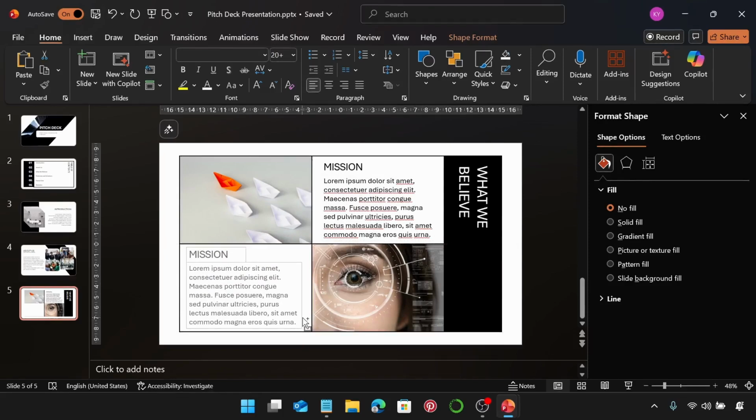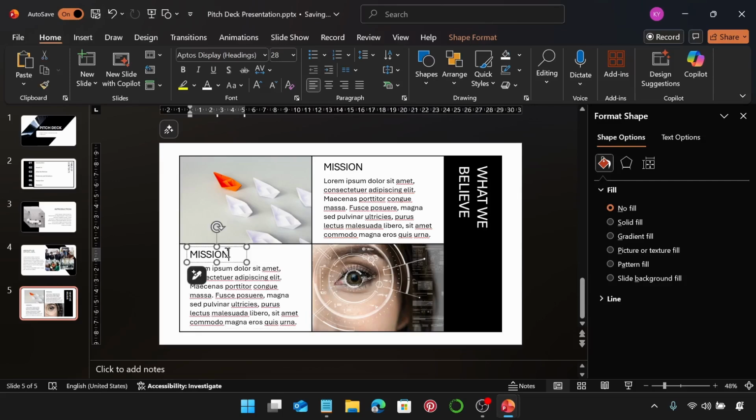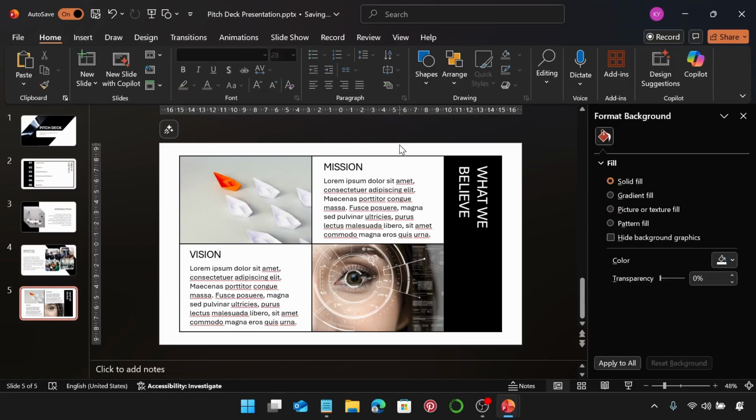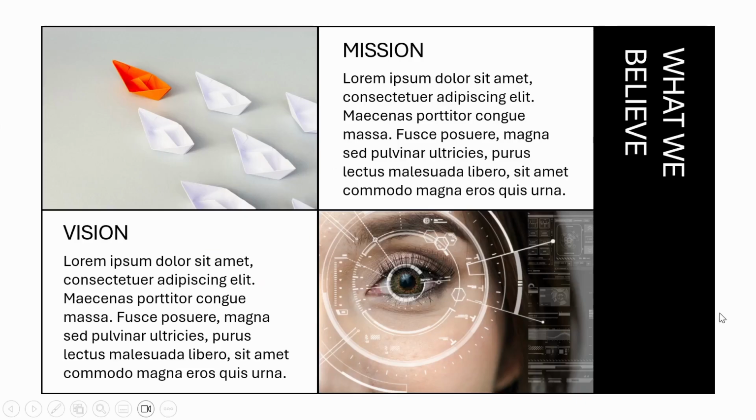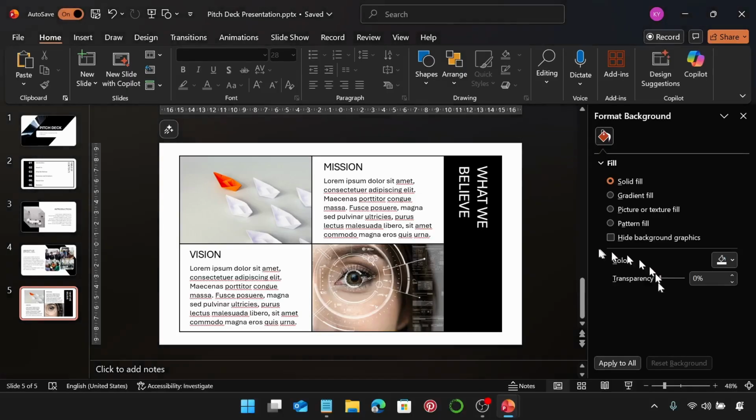Okay, so we have something like this. I'm going to move it a little bit to the right, like that. And this text is going to be vision, like this. Okay, this is our what we believe slide, and we have the mission and vision. So let's go over to our slideshow view to see what our slide looks like. Yeah, this is it, and we are done with this slide.